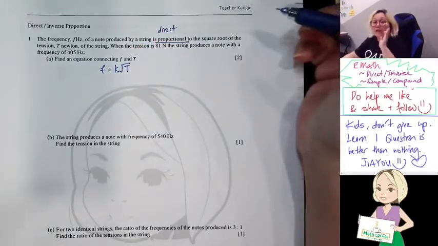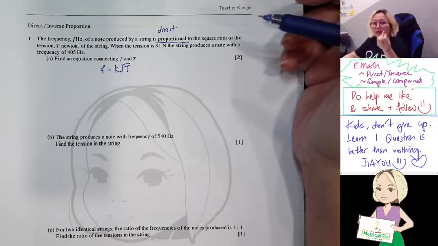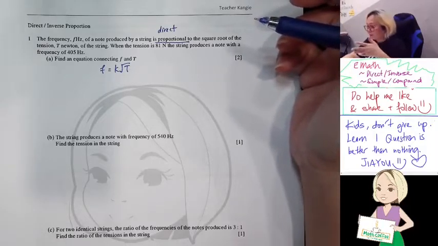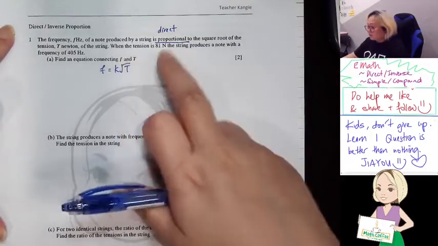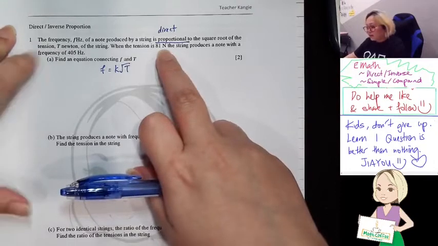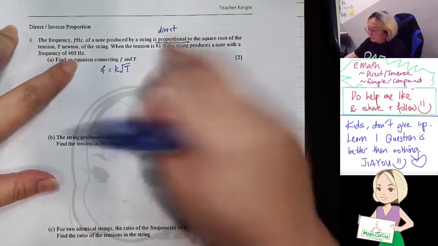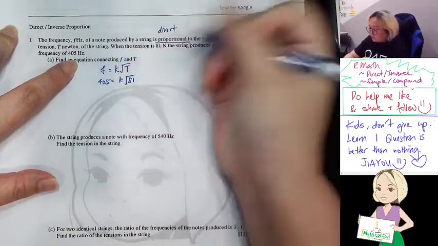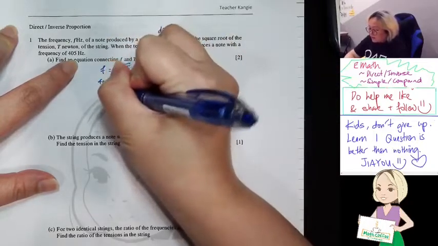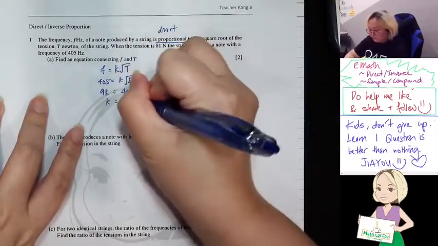So this is what I call the partial formula that relates F and T. Why do I say it's partial? Because my K, which is a constant, is unknown for the time being. So we need to find out what the unknown is. Usually they will give you a set of values. They will tell you, okay, when the tension is 81, it gives a frequency of 405. So you sub these two numbers in to find out what your K is first. So you will have 405 equals K square root 81, so 9K equals 405, and then K will be equal to 45.